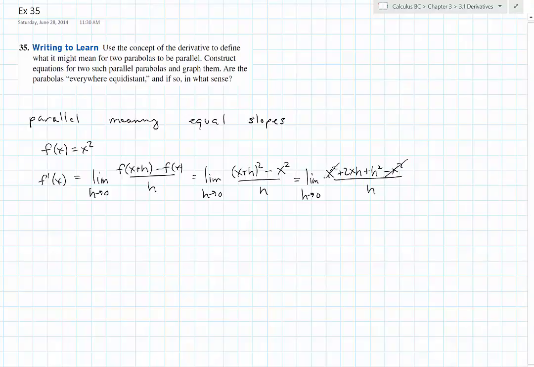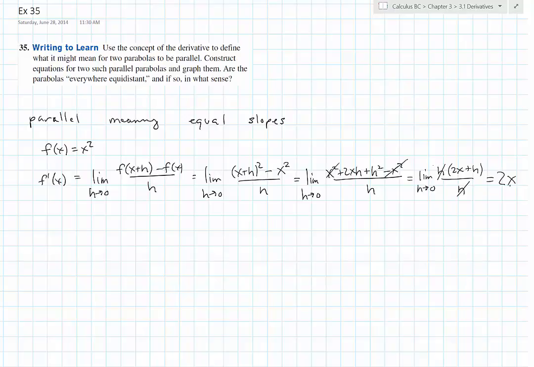Those x squareds cancel. The remaining terms have a common h in them, which I'll factor out, but not before I write the word limit. Limit as h approaches 0 of h times (2x plus h) over h. These h's cancel, and that gets me the derivative 2x. Now, that is the derivative for the standard parabola.